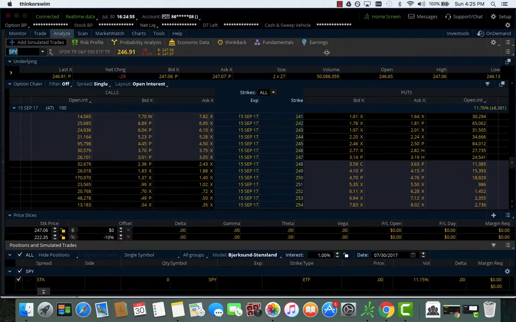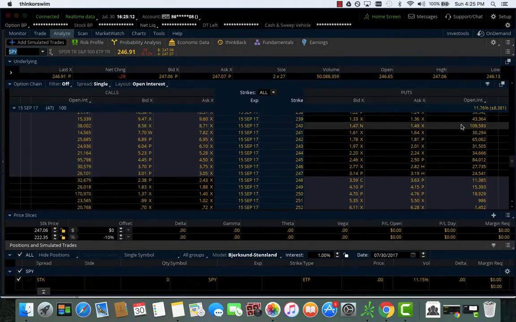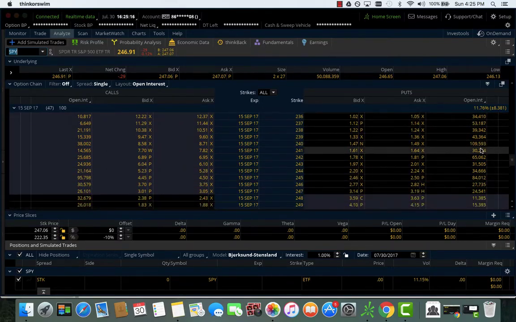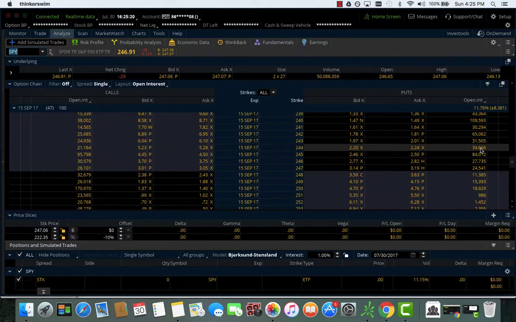So if we go to the 247 strike right now, the calls have about 26,000 open interest contracts and the puts have about 24 and a half, right? We see also some big numbers here. The 250 call has 170,000 options contracts open. That's pretty big. The 240 put has 109. The 235 put has 155. This is obviously an example of open interest count in the thousands.